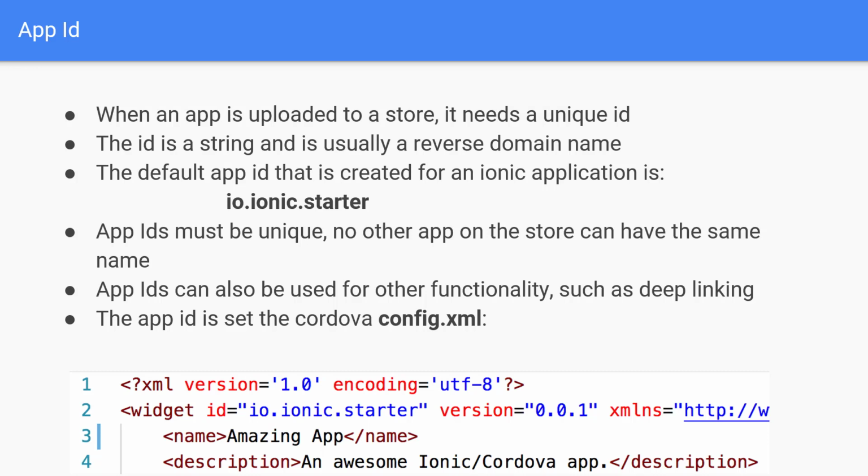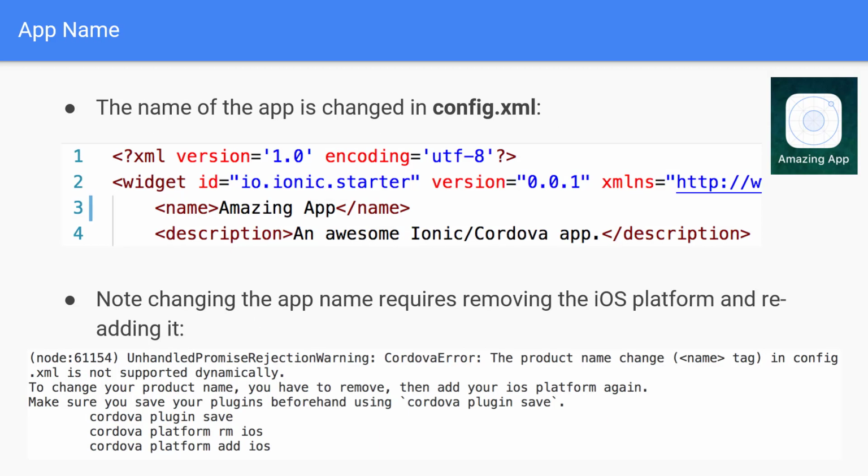The app ID is set in the Cordova config.xml file that you'll find in the root level of your application. The name of the app is changed in this config.xml file. Note that changing the app name requires removing the iOS platform and re-adding it.